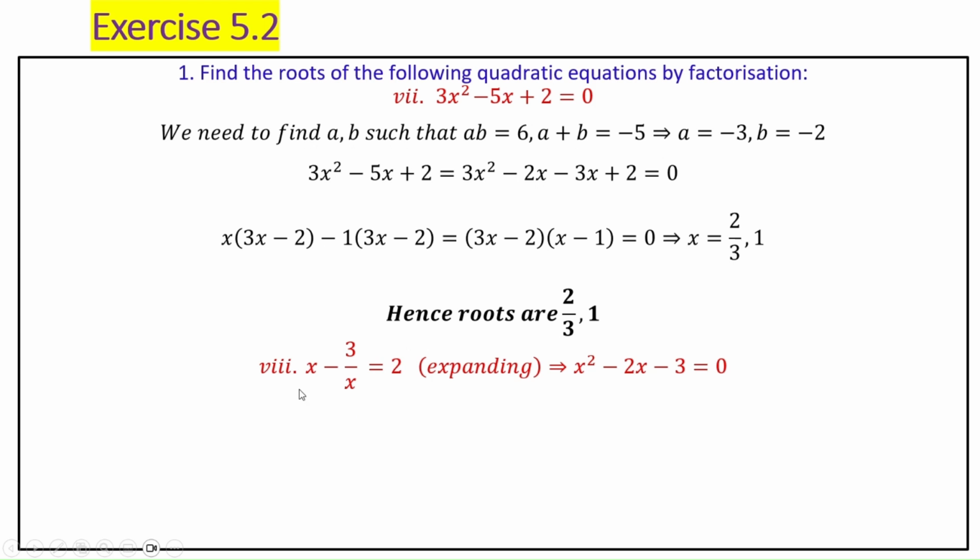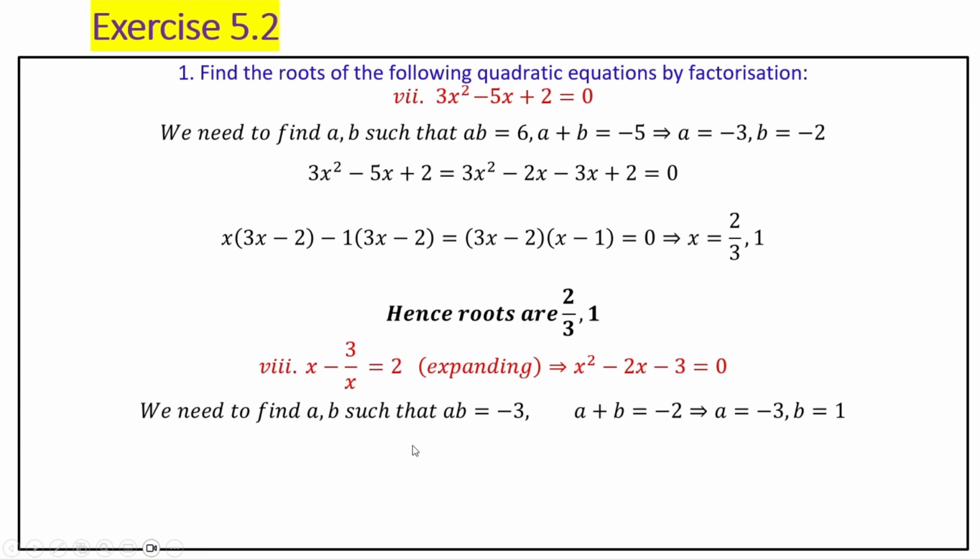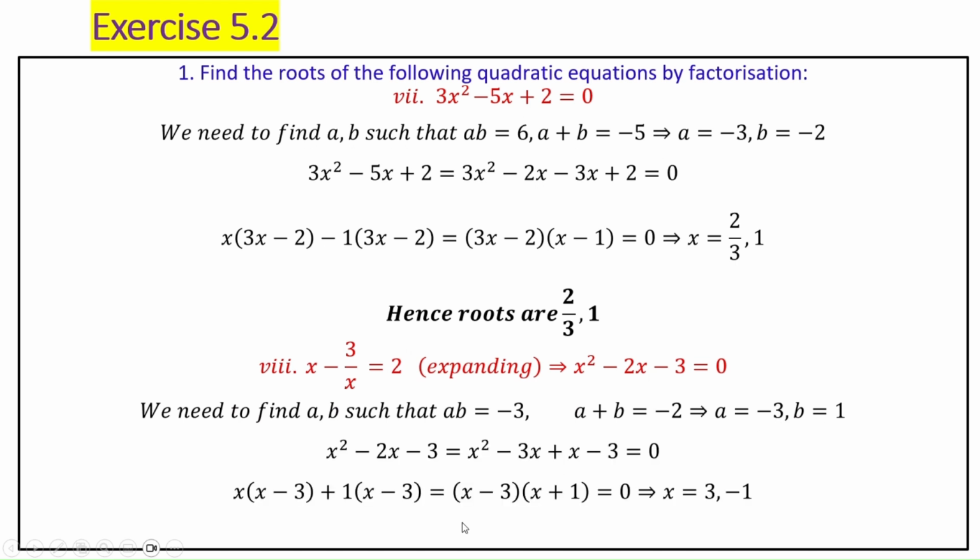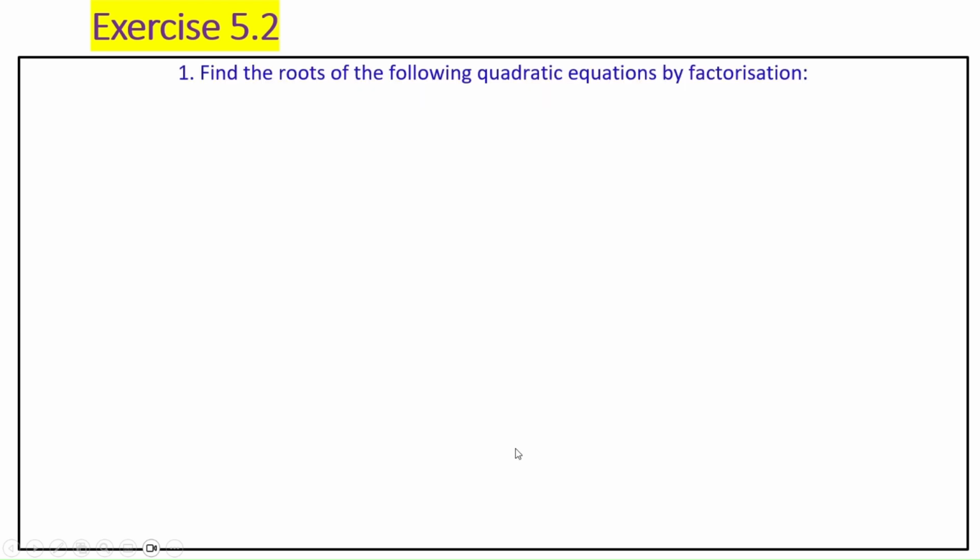Next, x minus 3 by x equal to 2. If you multiply both sides with x, what you will get is x square, 2x will come to the other side, minus 2x minus 3 equal to 0. So a should be minus 3, b should be 1. With this if you solve, the roots are 3 comma minus 1. You can easily substitute and check. If you substitute 3 here, 3 minus 3 by 3, that is 1, equal to 2, correct. Okay, next.